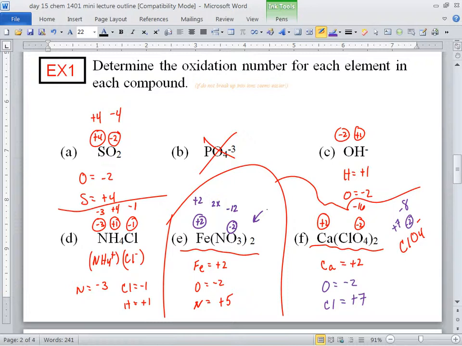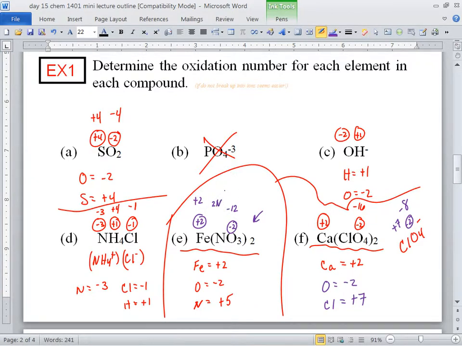It's positive 5, right? Because look, 2 times 3, you actually have 6 oxygens. 6 times negative 2 is negative 12. We've got 2 N's, that's for my 2 N's here. And then an iron has to be plus 2. So a positive 2 and a negative 12 is a negative 10. X has to be a positive 5. It might look better if I write 2 N's here.